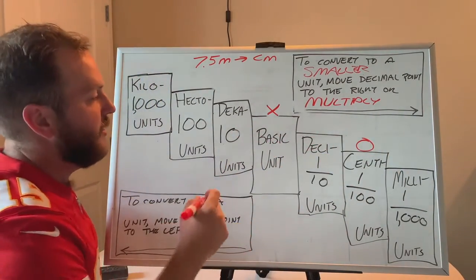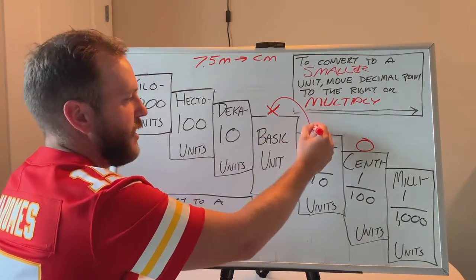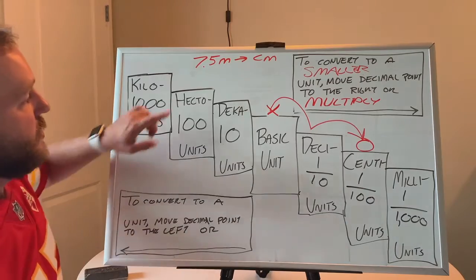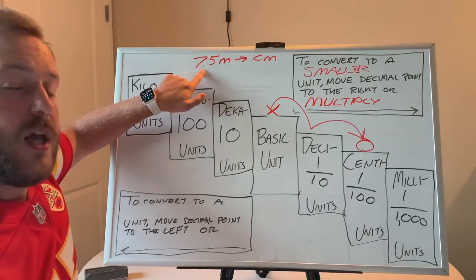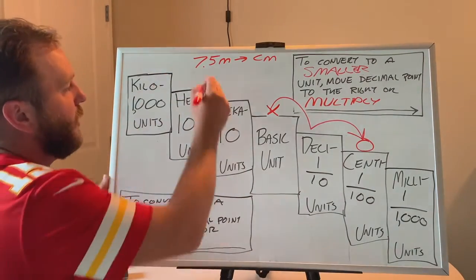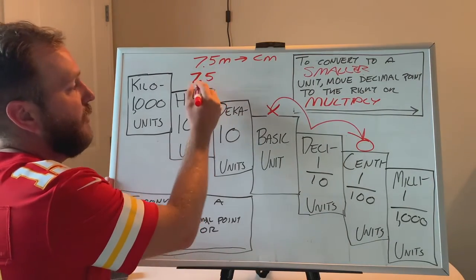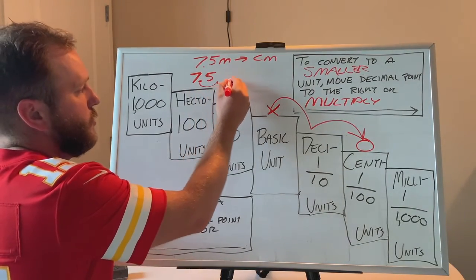That is where we start, that's where we go. So we're going to see how many steps we take. 1 step, 2 steps to the right. What that means is we're going to take our decimal point and move it 2 steps to the right. So in this case, I would take 7.5 and go 1, 2.